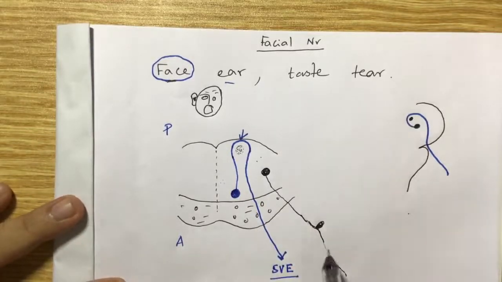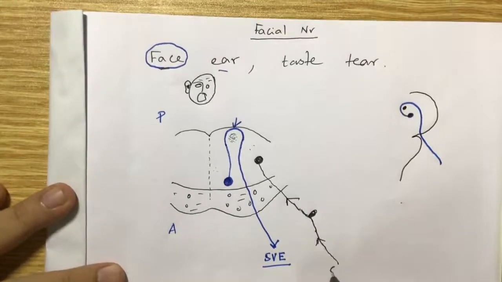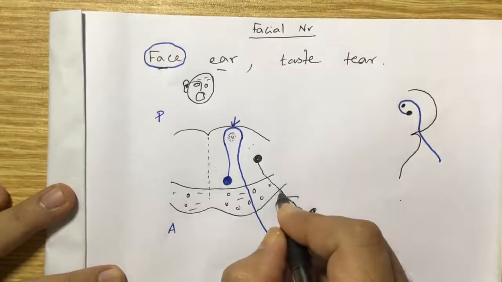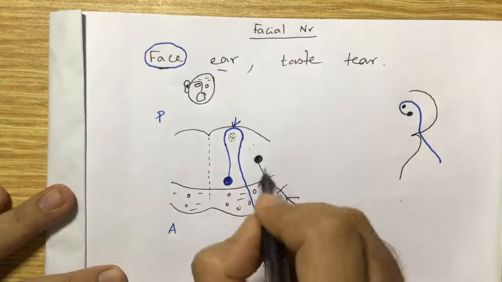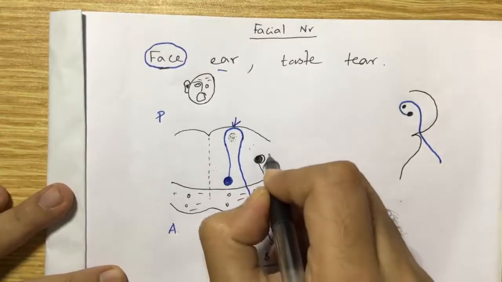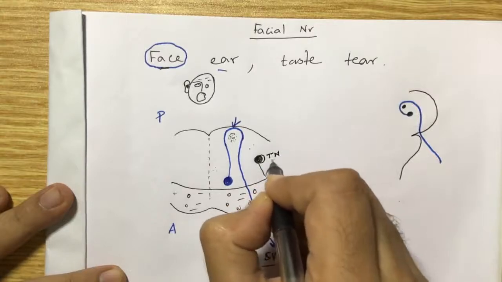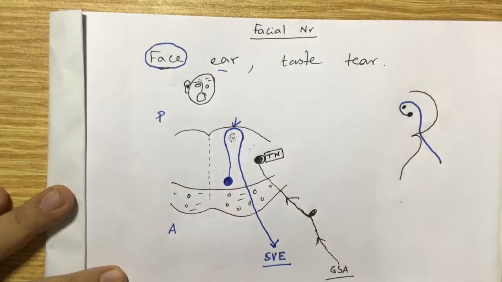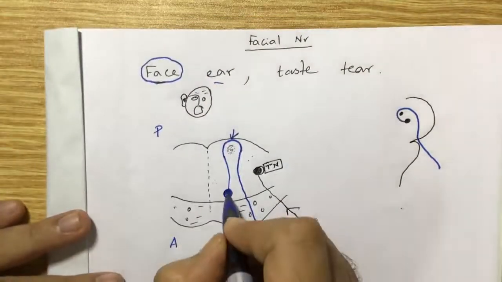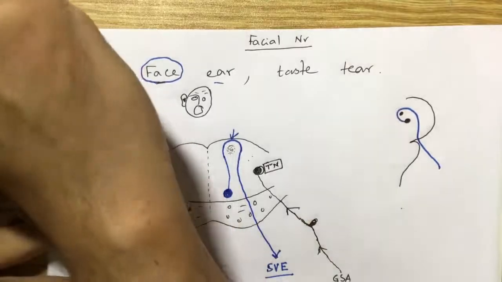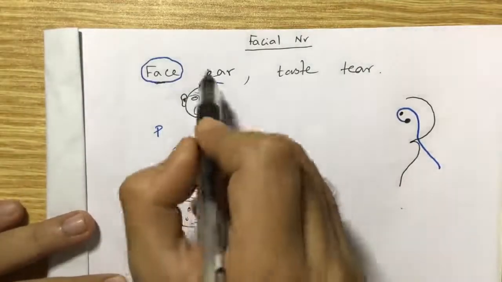So this is afferent, and that afferent is the general somatic afferent. And that nucleus is the trigeminal nucleus, the spinal nucleus of the trigeminal nerve. And this is the motor nucleus. So this is the ear.